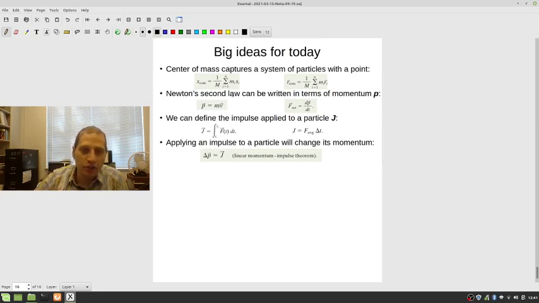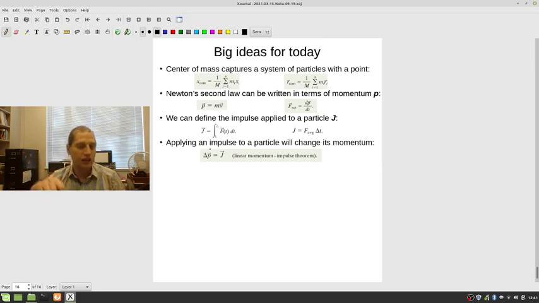And then what else did we do? We rewrote our Newton's second law in terms of momentum. Momentum is mass times the velocity, and the net force is changing that velocity. It's changing that mass times velocity, it's changing the momentum. And then we defined the impulse applied to a particle in terms of the average force times the time that it's applied.